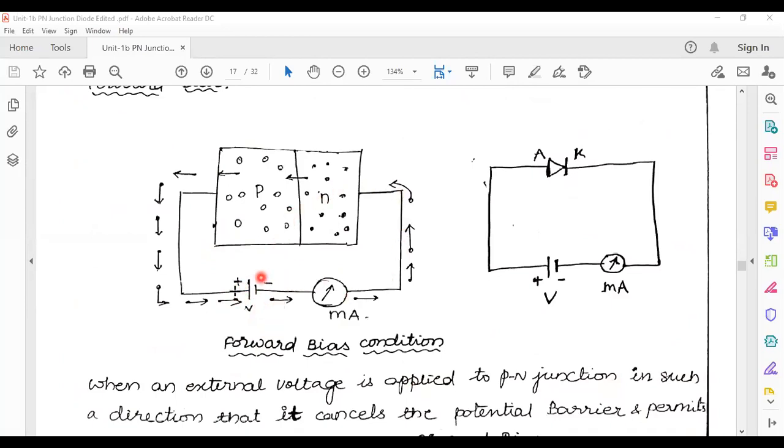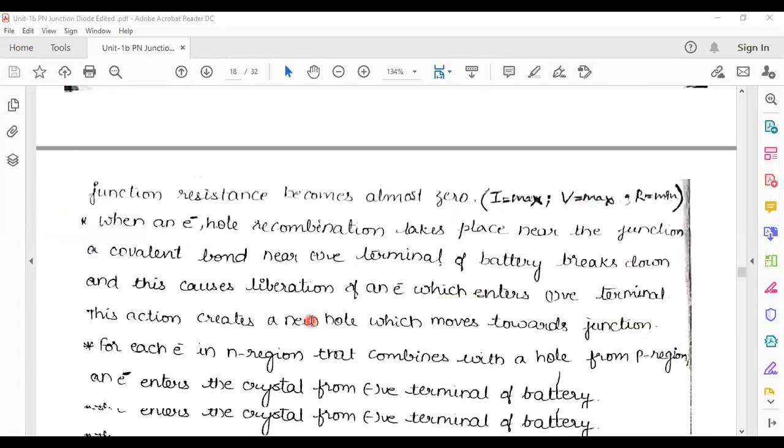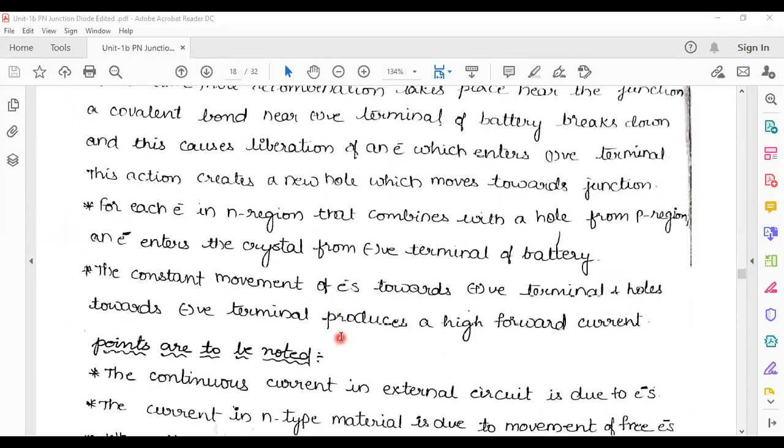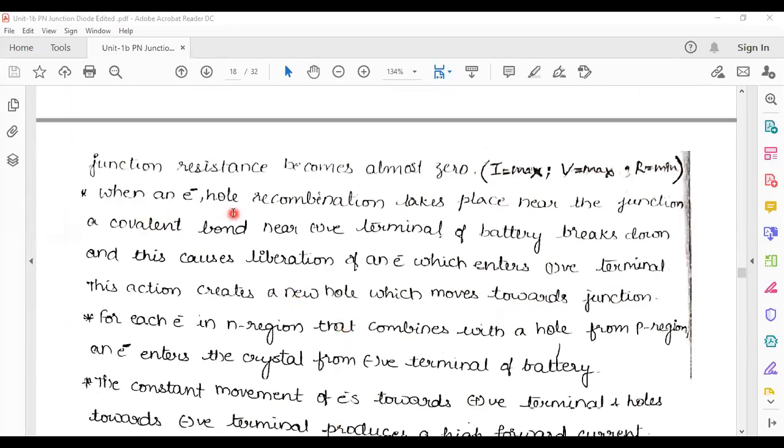The electron will be liberated to the n side and the hole will be liberated to the p side. That is the point given here. When an electron-hole recombination takes place near the junction, a covalent bond near the positive terminal of the battery breaks down, and this causes liberation of an electron which enters the positive terminal, and this action creates a new hole which moves towards the junction.